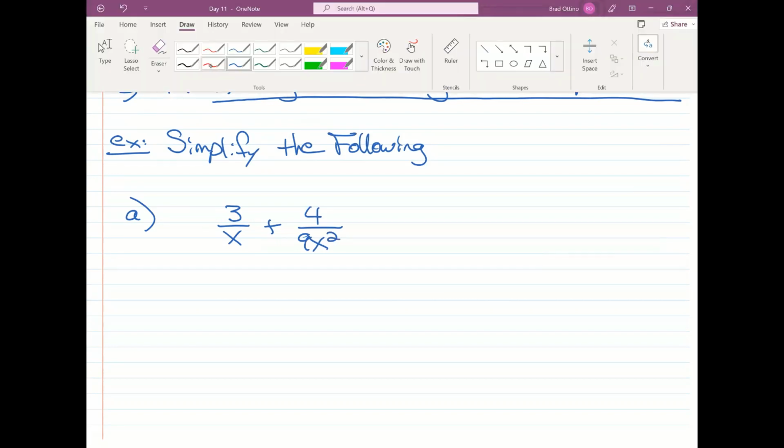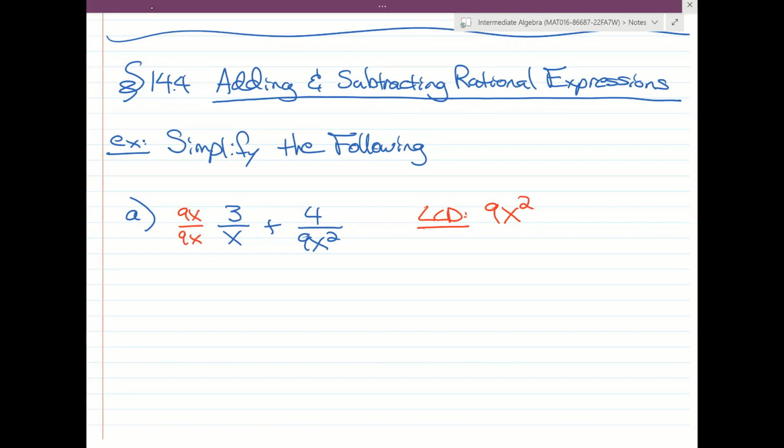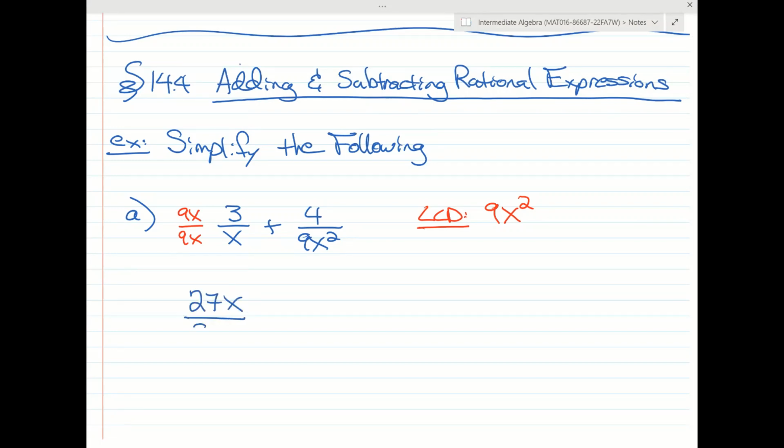First, let's figure out what the LCD is. We definitely need a 9, and we go with the biggest power of x, which would be x squared. So we multiply by whatever is missing to each fraction. So the one on the left needs a 9x. And we get 27x over 9x squared plus 4 over 9x squared. The denominators are the same. We can combine fractions, and we just get 27x plus 4 over 9x squared.